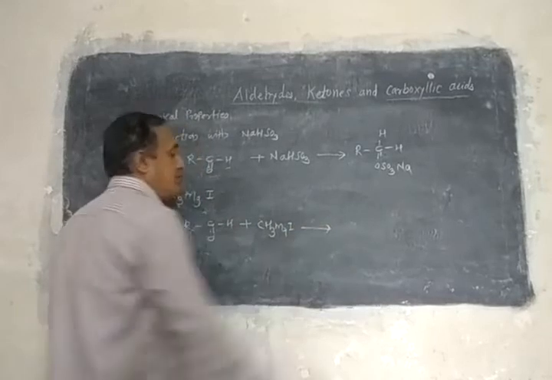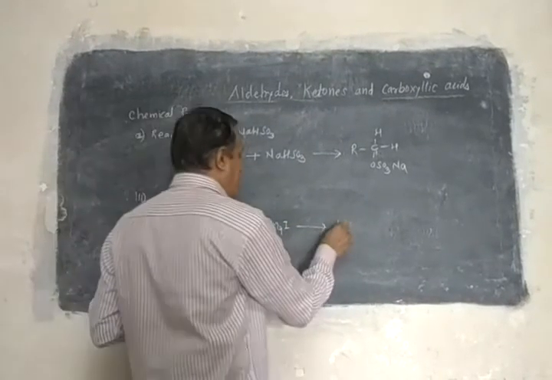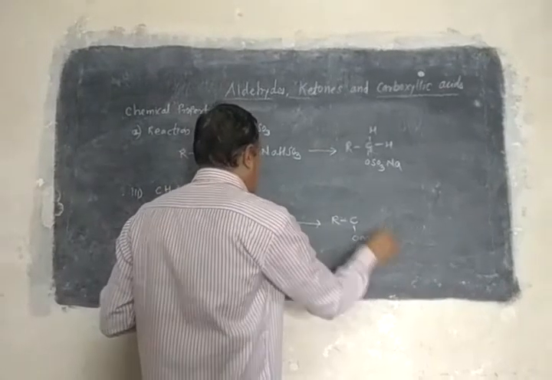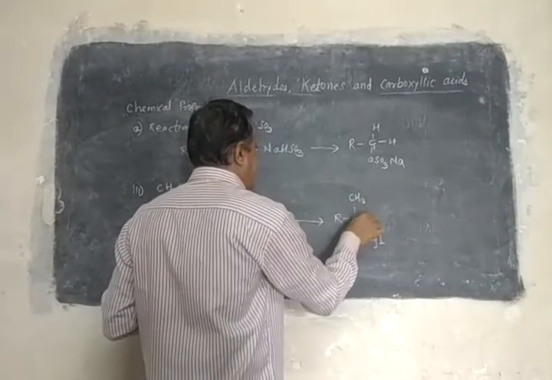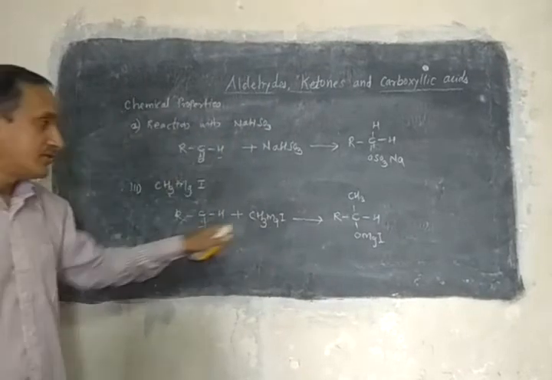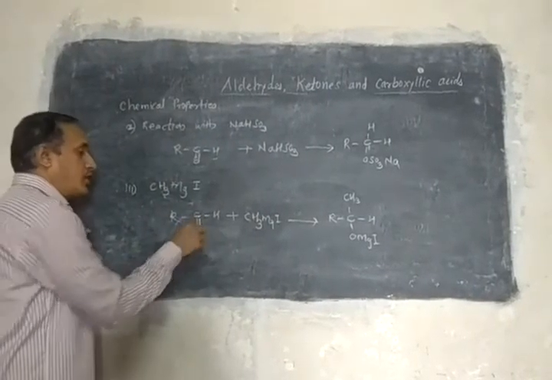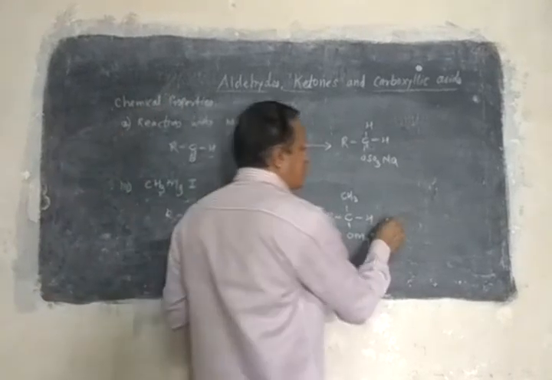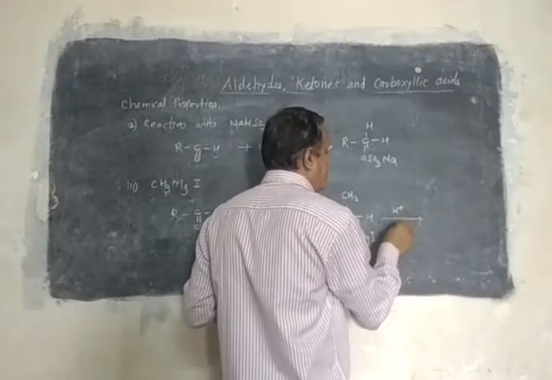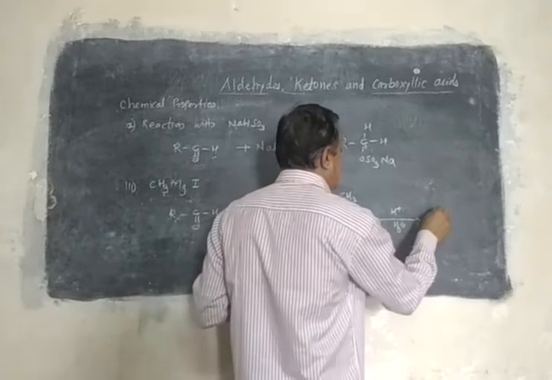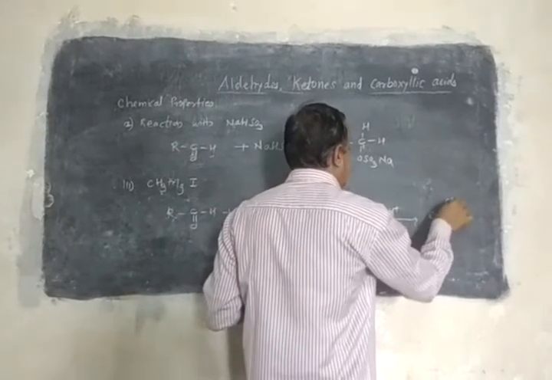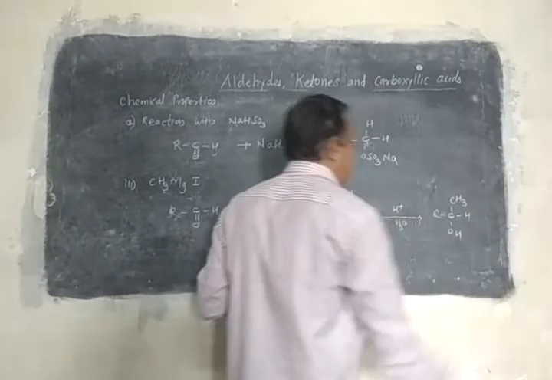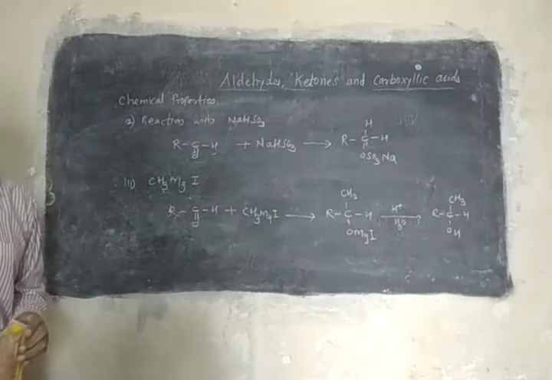Then we get intermediate one, that is R-C, here we get O-M-g-I, and here we can say CH3 and H. Addition takes place. You can see it across this carbonyl carbon, and then it forms intermediate one. It undergoes acid hydrolysis. We get R-C, here also CH3, here H and here OH. Yes, we get the alcohol.